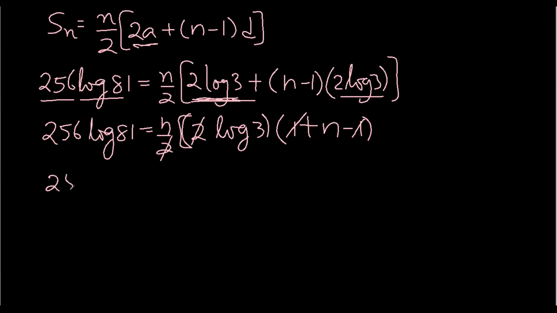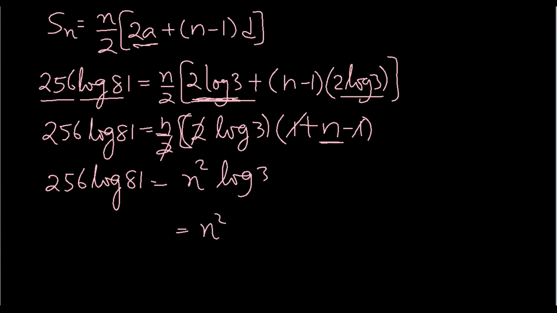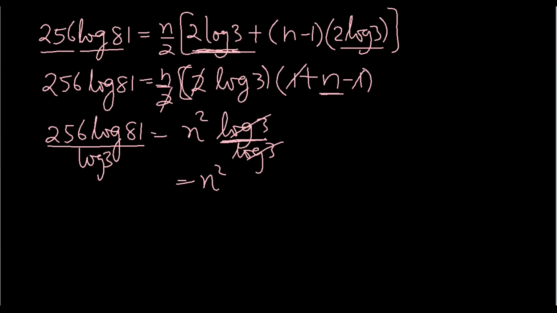Let's write again. 256 log 81 equals, now n, and only n left here, so 2n, so n squared log 3. Right? Now, n squared keep here. Rather, let's divide both sides by log 3, which will make it easy to understand. So log 3 and log 3 cancel out. Okay. So now, log 3 and log 81.